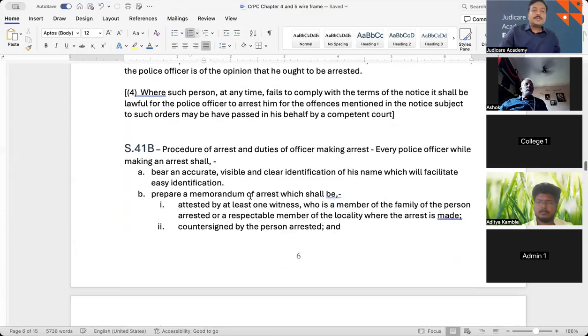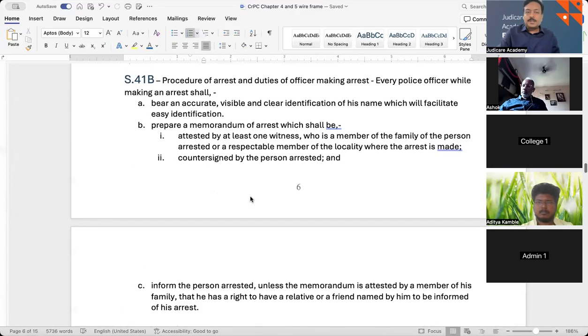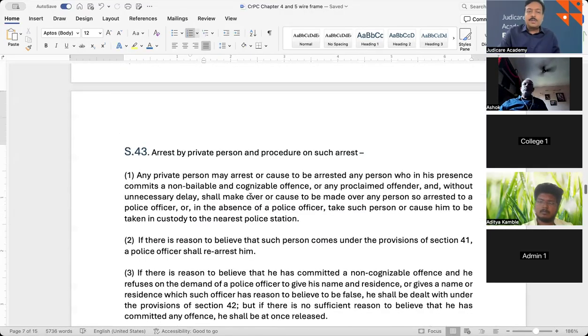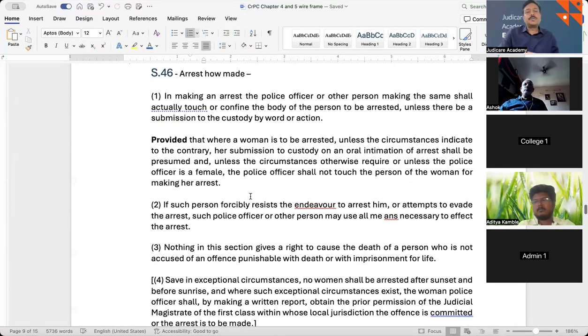Now we have seen this procedure of arrest. So this is 41V, where we talk about the technicalities while arresting. Now, the next section, I just scrolled up so that you are not confused between section 46 and that particular section. So section 46 talks about how arrest has to be made. Now, that was talking about the procedures there, but now this is between the police and the person being arrested.